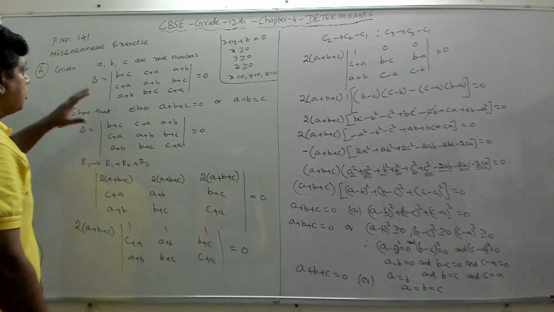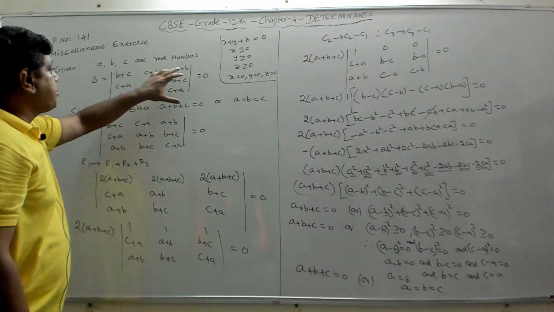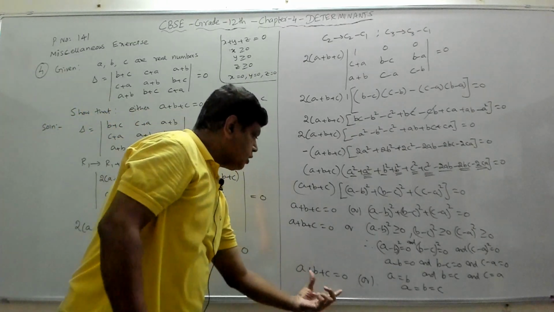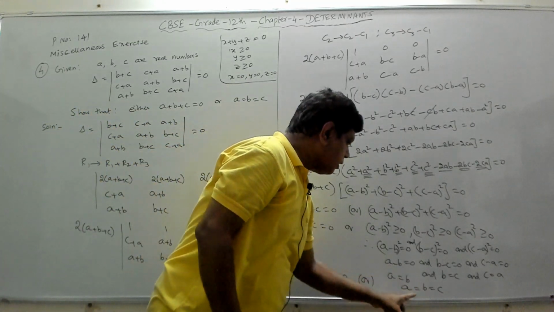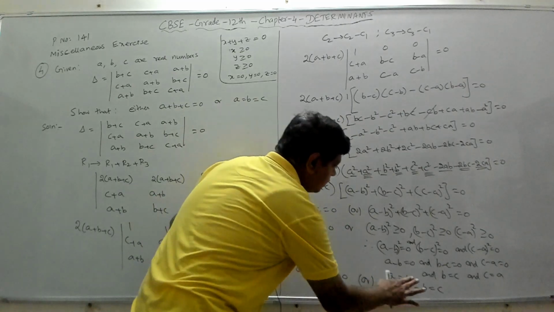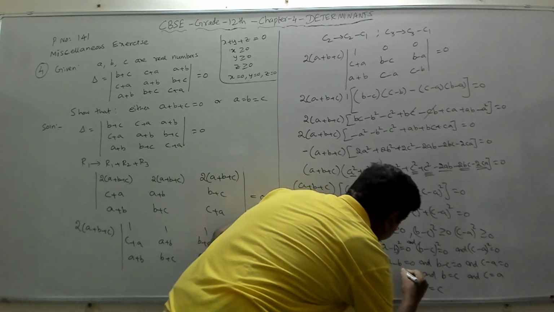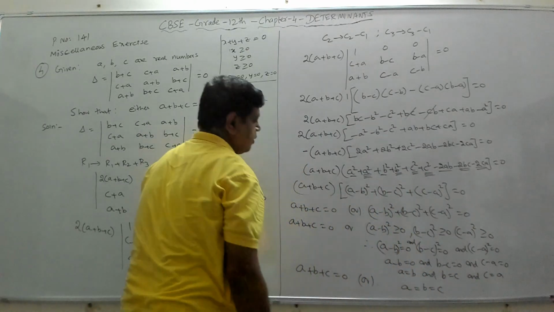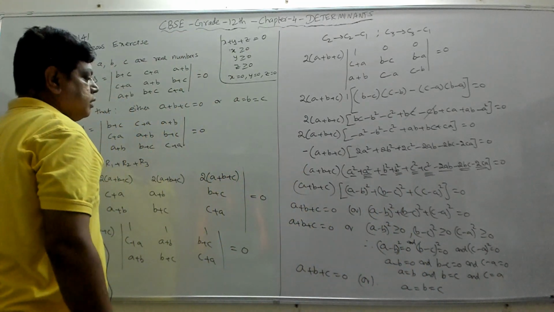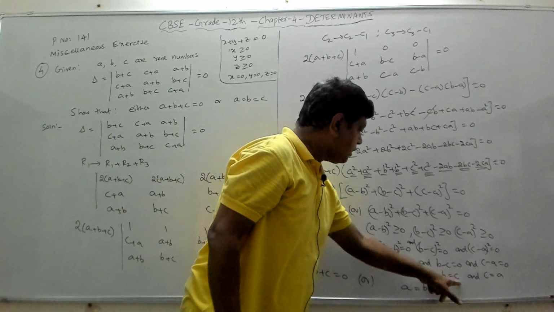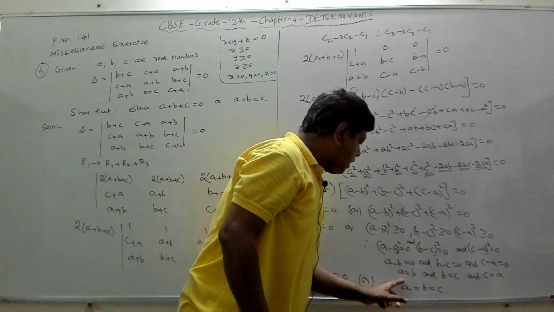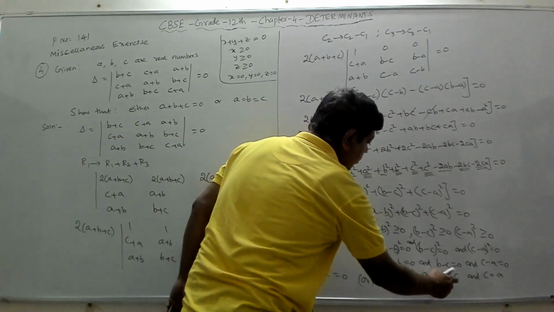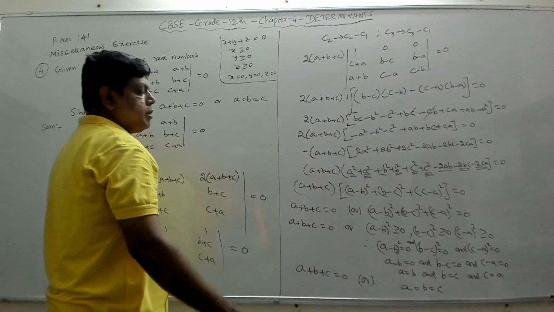So we have proved that the value of the determinant is 0 when either a plus b plus c is 0 or a equal to b equal to c. Right. So here I will write a equal to b and b equal to c and c equal to a. This gives you a equal to b equal to c. Even from these two we can say when a equal to b and b equal to c, a equals c. So a, b, c, all the three are equal.